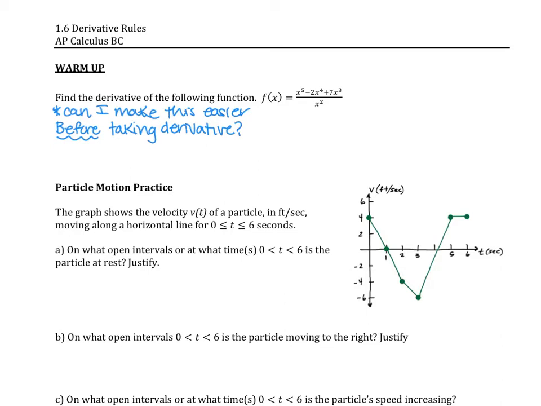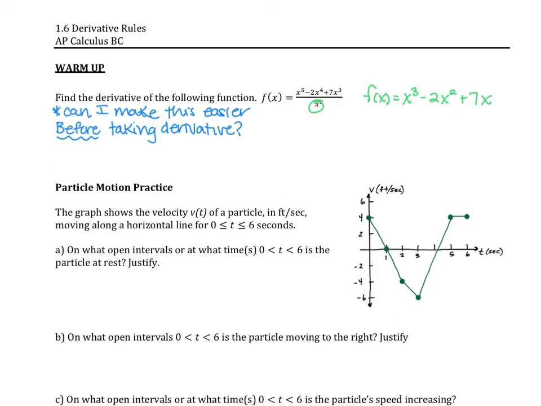So if I look at this problem, I see that x squared can go into everything in here. So I could rewrite this problem as f of x equals x cubed minus 2x squared plus 7x. That's certainly easier than dealing with a quotient rule. So anytime you're given that opportunity, don't automatically jump to the rules. Look to see if you can simplify it first.